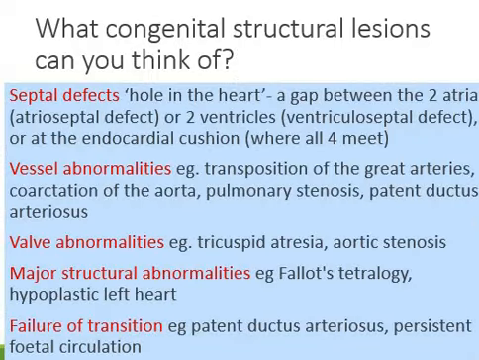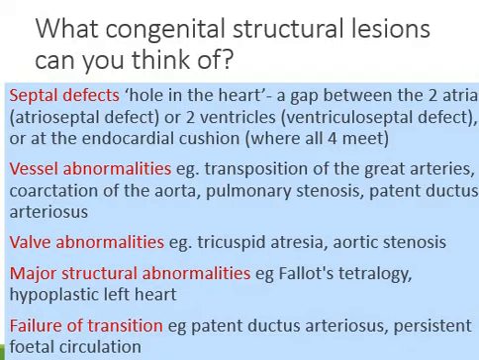So what are some of the congenital structural lesions that you've heard of? There are several congenital structural lesions, and the ones we'll discuss include septal defects, vessel abnormalities, valve abnormalities, major structural abnormalities, and failure of transition. These are the major classes, and they have the different diseases in those categories.